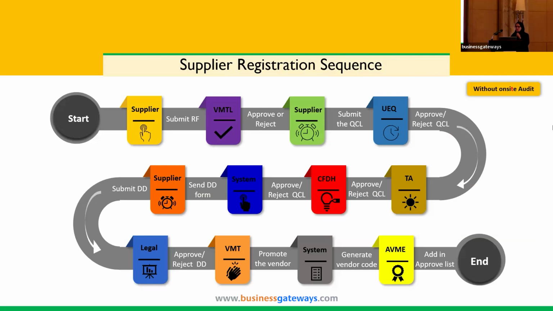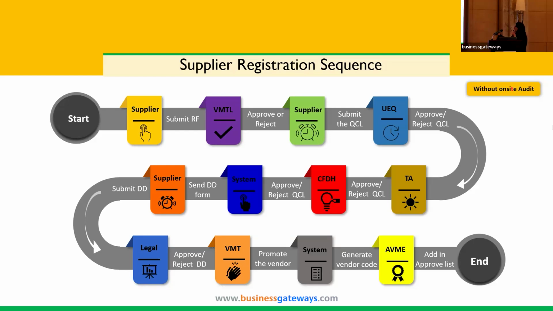This is our registration cycle. We actually have two registration cycles. Some suppliers will register without an on-site audit, and some will register with a site audit. You can see the elements of the registration cycle. It starts with the supplier, because they are the ones who put in their request to register or to have a profile on the Rabita system, which is a system unique to the company.